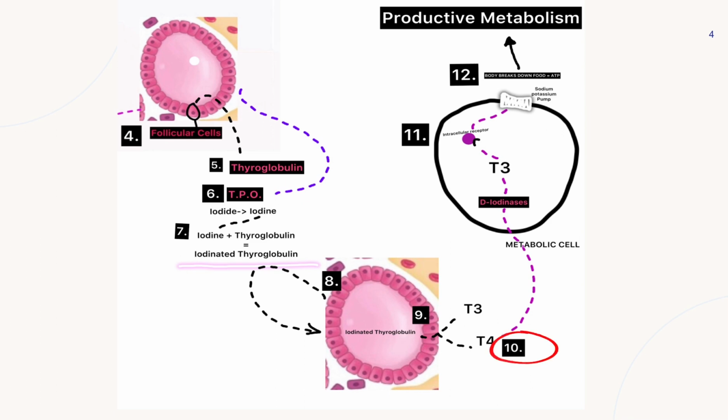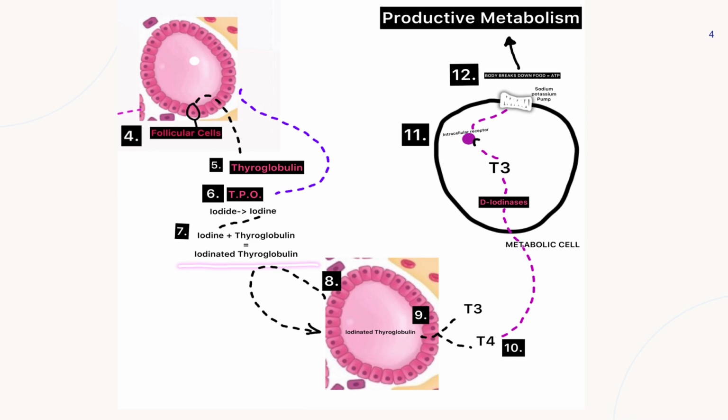So here at stage 10, T4 is going to travel to any type of nucleated cell that has a role in metabolism, and T4 is going to be converted into T3 through an enzyme known as deiodinase. This conversion from T4 to T3 is actually very important in the body because T3 is the active thyroid hormone. Here at stage 11, we see that T3 binds to an intracellular receptor. This can activate genes, and then it can produce an array of proteins.